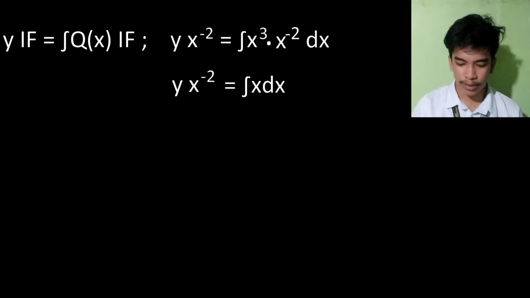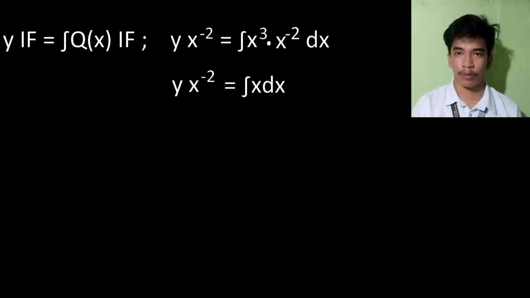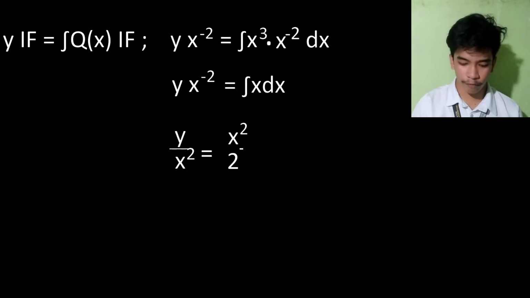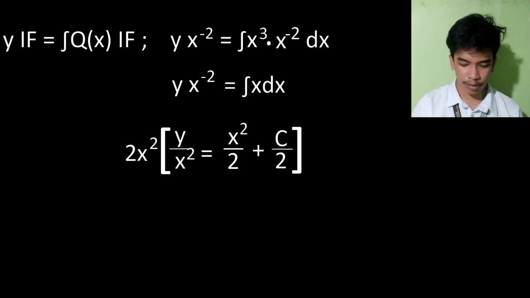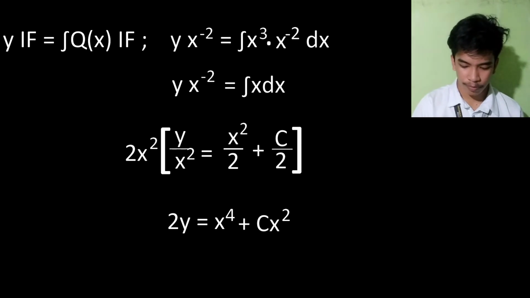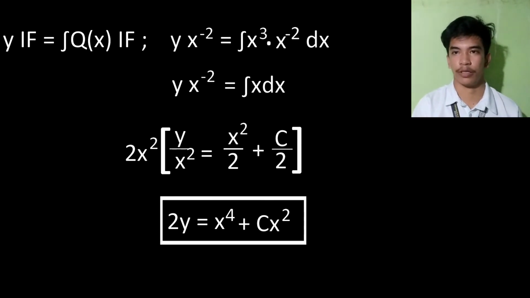And then, ang mangyayari sa integral of x dx, isulat natin siya, magiging ganito siya. Gagawin natin positive yung exponent ng y. Ibababa natin, magiging siyang y over x squared equals x squared over 2 plus c over 2. And then multiply everything by 2x squared, and then x squared cancel. Magiging 2y equals x to the 4th power plus c x squared. Yun yung final answer.